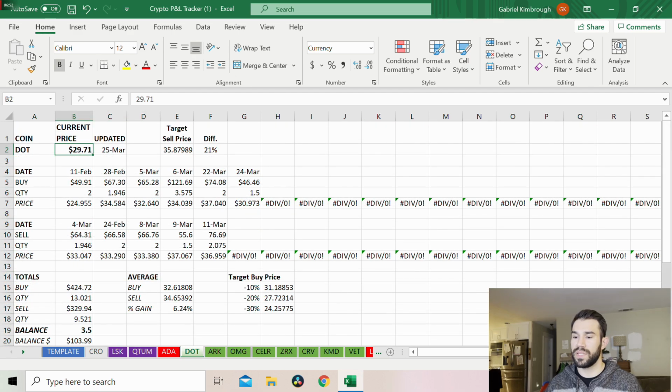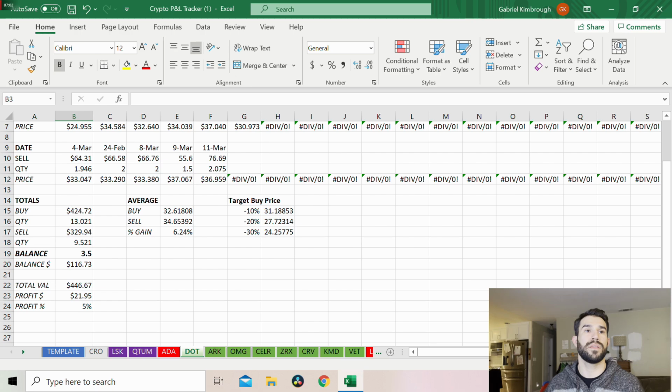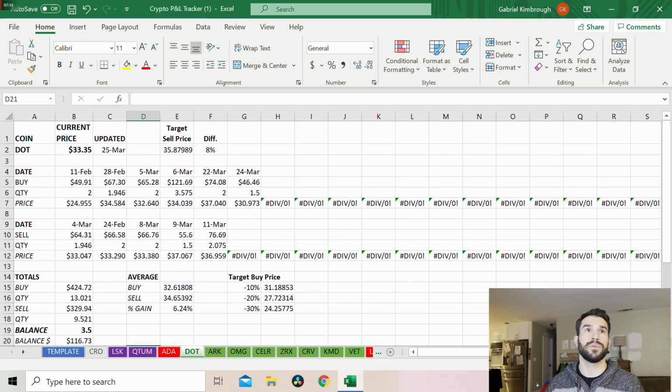Moving on to Polkadot here. So I updated this yesterday as well. Today the price went up to 33.35, and that puts me at a profit of $21.95, and that is a 5% profit so far. Also here I have my average purchase and my average sell. These are the purchase transactions that I've made. That's the quantity and the dollar amount and the price that I've paid so far. And then these are my sell transactions.